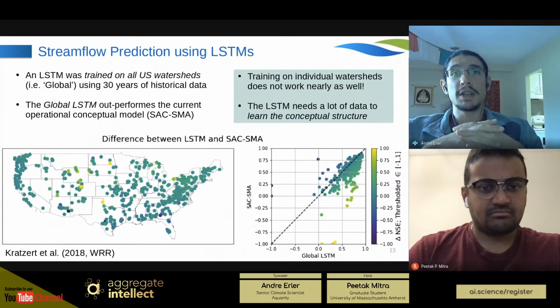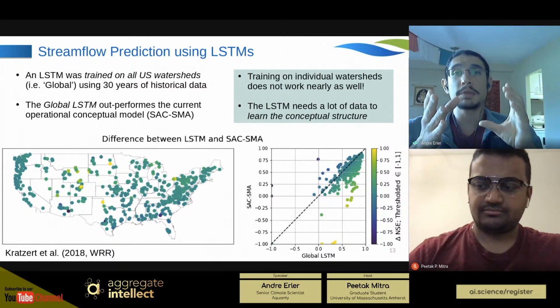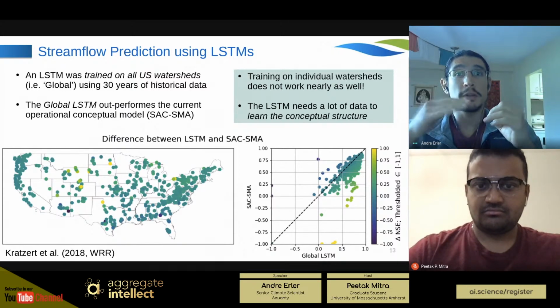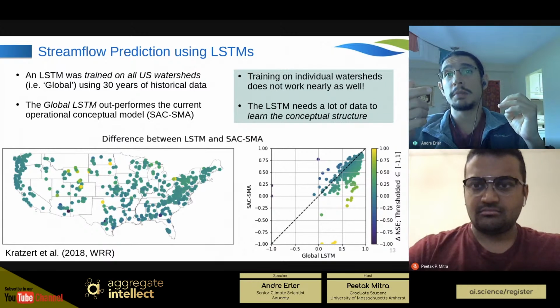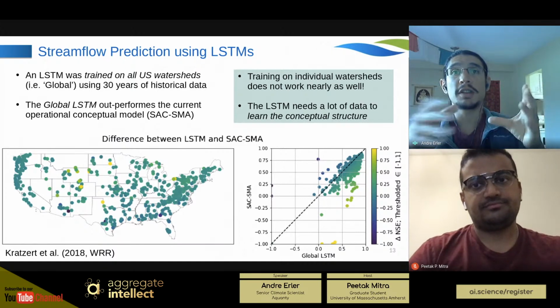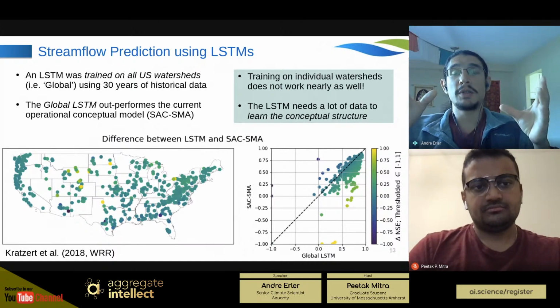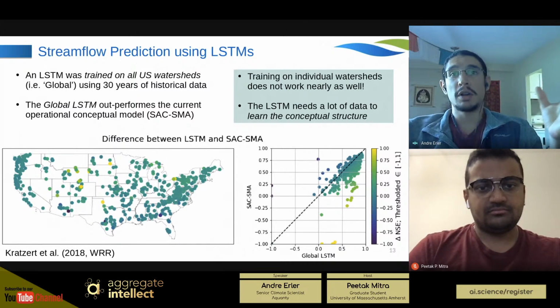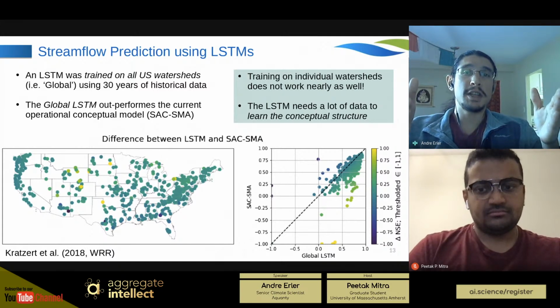And the reason is that a general machine learning technique doesn't know the physics. And so the structure that is predefined in a conceptual model actually helps the model to predict because it doesn't have to learn the physics from scratch. You just have to tune some of the parameters that you don't know. Whereas a neural network, for example, would have to learn the entire physical structure of this. And to do that, you need a lot of data. So previously, people have just been training a neural network on a single basin. And in a single basin, even if you have many years of streamflow records, you actually don't have enough data for the model to learn the physics.